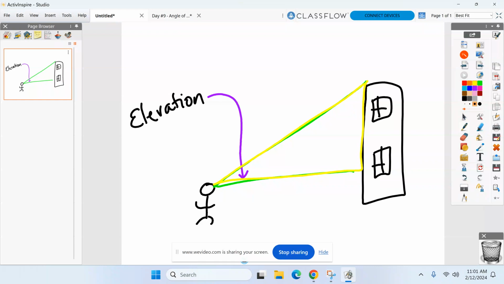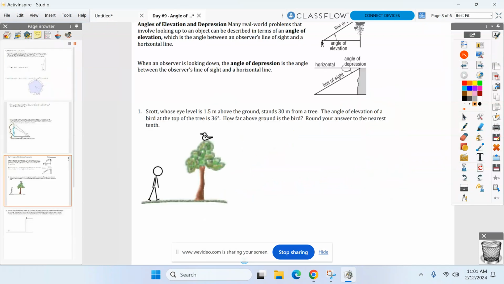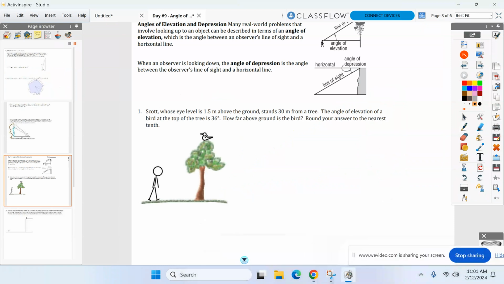Look it up. So look at Big Scott here on problem number 1. How about that diagram? I can't take credit for that. His eye level is 1.5 meters above the ground, and he's standing 30 meters from the tree. You want to throw those numbers on your diagram somewhere? So ground to eye is 1.5, and let's throw that 30 meters on there somewhere. He is 30 meters from the tree.